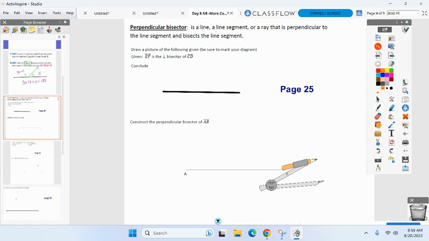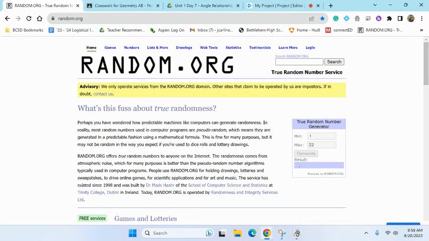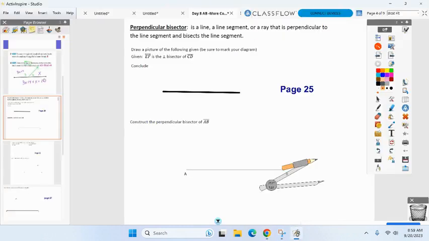Two lines are perpendicular. They form a 90-degree right angle. So this line's going to form a 90-degree angle. And bisector, what else is it going to do? Not only will it form a right angle, but it's also going to bisect. Split it into two. All right, so what I want you guys to do for me right now, we're just going to do a diagram. A freehand drawing, no compass. Put your compasses down. EF is the perpendicular bisector of line segment CD.